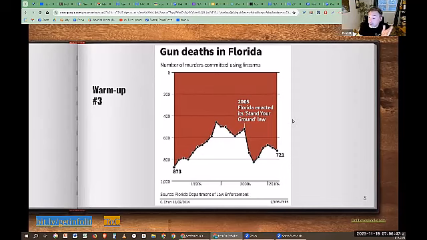For those that don't know, stand your ground is a law that basically says if you feel threatened in the state of Florida, you're allowed to shoot or do whatever you need to end the feeling of threat to yourself. So according to this graph, what seemed to happen in 2005?